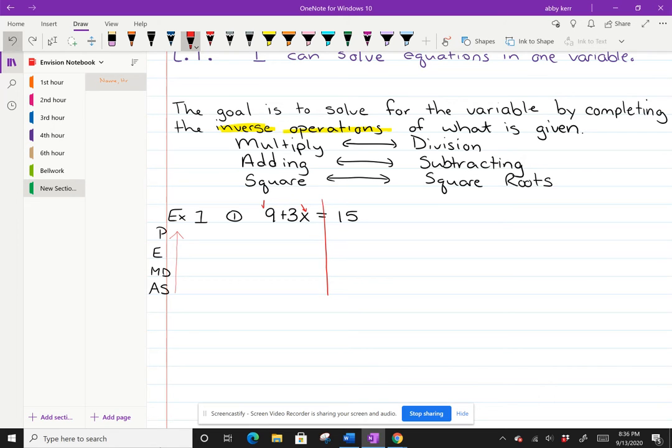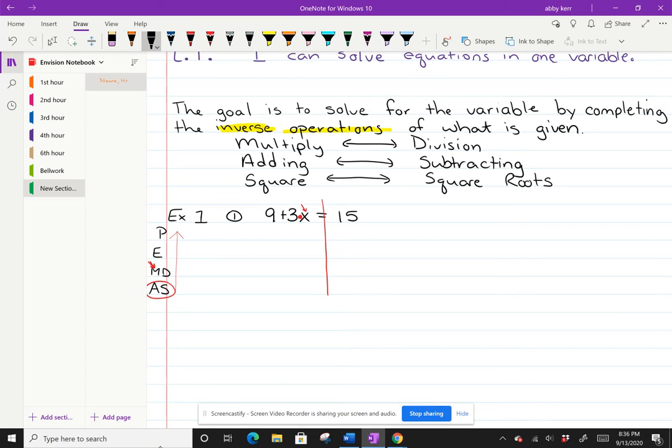So how am I going to know which one to do first? Because it matters. You want to start with the adding and subtracting level because that's on the bottom. This 3 right here is connected through multiplying. So even though there's not an operation there, you will always know that it's multiplying if you don't see it. So notice multiplying is in the second level. So we cannot deal with that 3 yet.